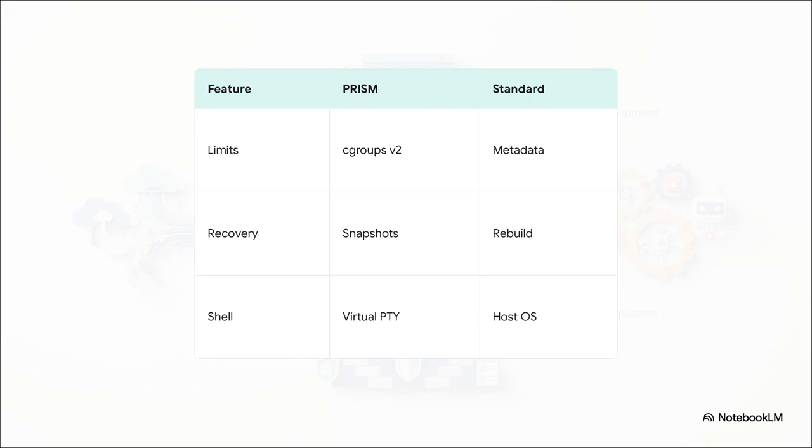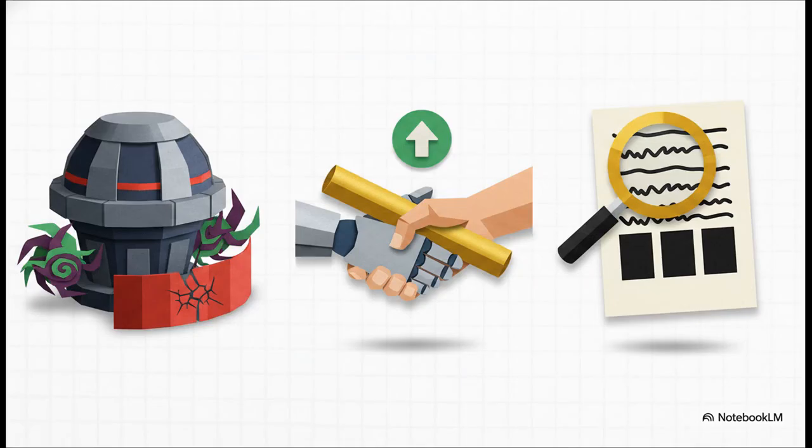PRISM, on the other hand, steps it up by using hardware-level OS groups v2 quotas to strictly enforce resource isolation. Plus, it features snapshot and revert recovery semantics instead of just destroying and rebuilding containers, and it executes everything through a virtual PTY terminal rather than exposing a raw host shell. You can kind of think of these execution safety features as literal layers of armor.